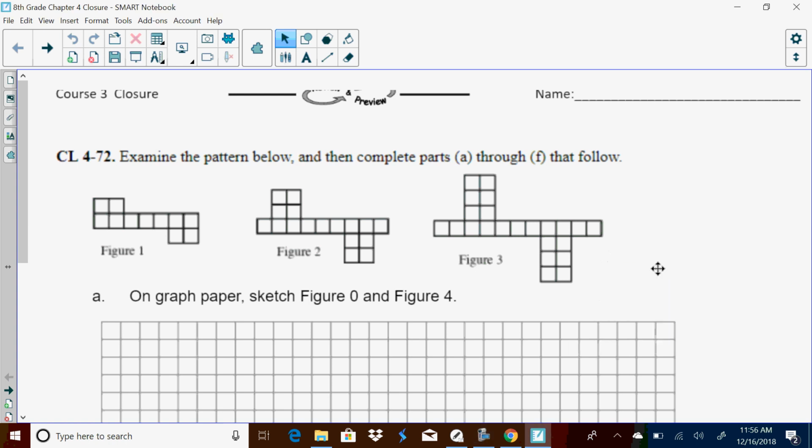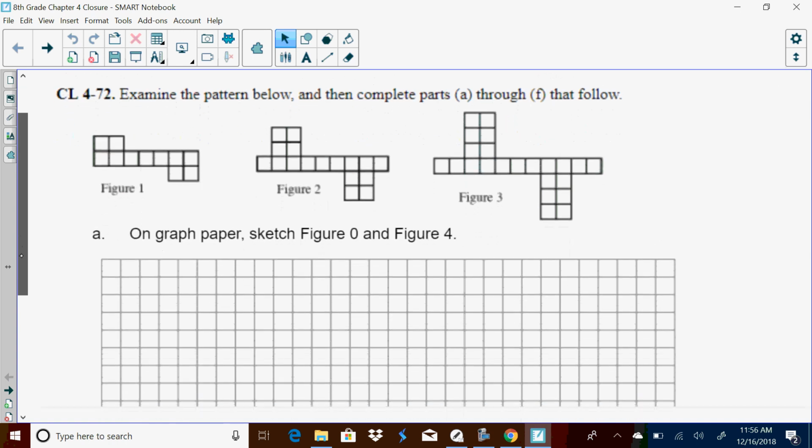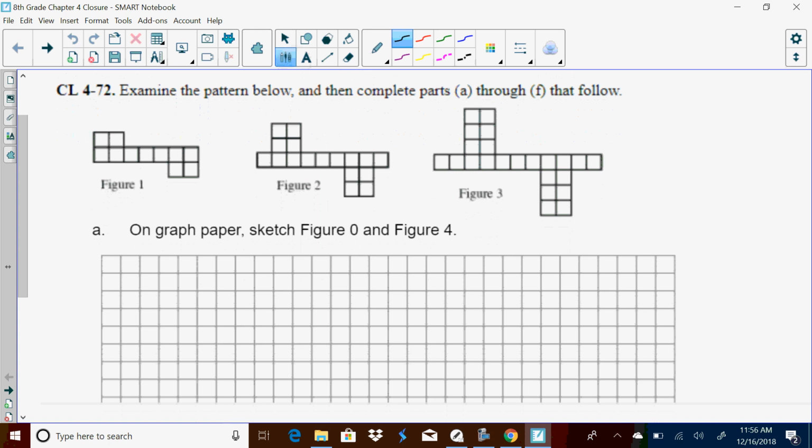Okay. Here are the answers for the chapter 4 closure. Problem number 472 says examine the pattern below and then complete parts A through F. So this first part says draw figure 0 and figure 4. So figure 0 looked like this. It was just 5 straight tiles going across.